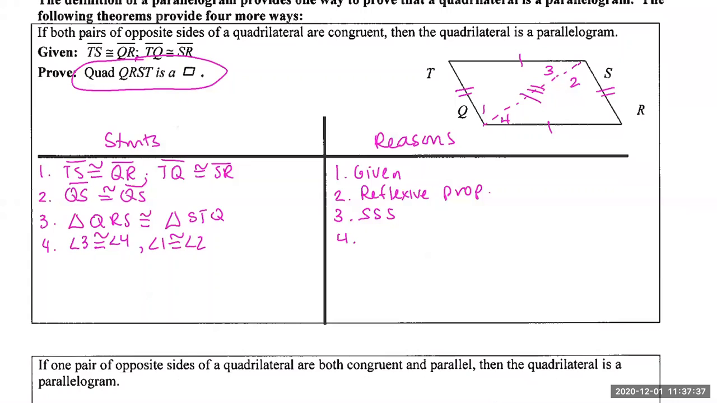Here's where I see mistakes happen on step 4. Would the reason for angle 3 being congruent to angle 4 and 1 congruent to 2 make sense to say that that's because of CPCTC or because of AIA? Think of your step before.